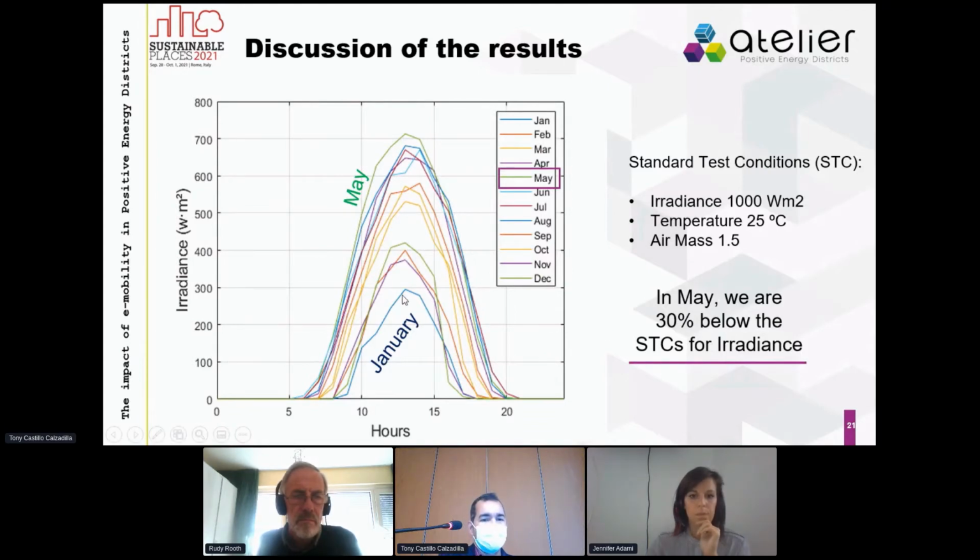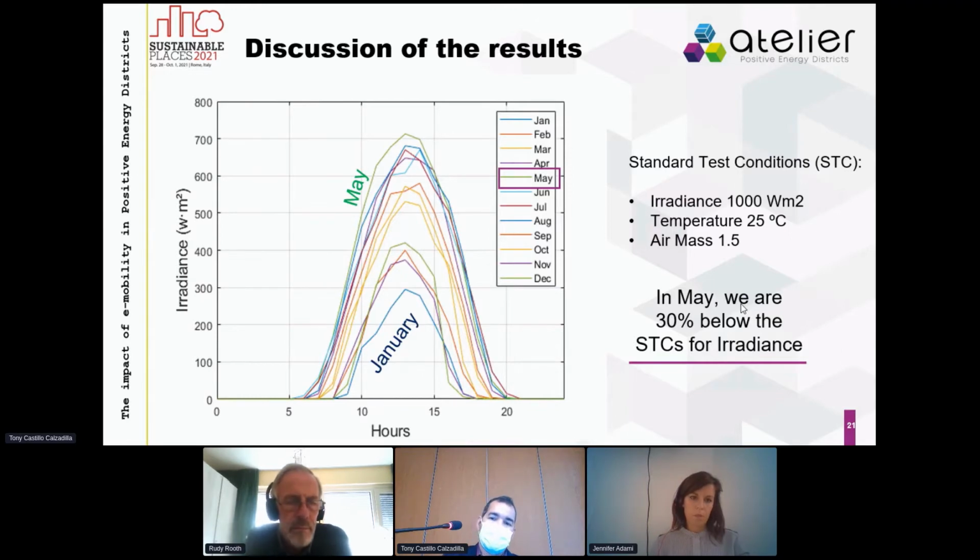Well, after making some simulations in my lab, we noticed that we had a lot of problems in January, as in the vast majority of Europe, in the winter and spring months. On the other side, we have the summer months. But we noticed that May, even though it is the largest month, where we are about to match the irradiance of a standard test condition, is 30% below a standard test condition.